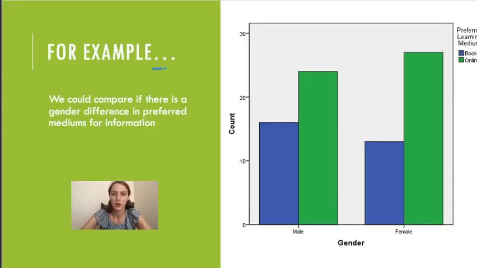So let's take a little look at an example here. We could compare across gender, a categorical variable, if there's a preferred medium for learning information. So we could have some different groups here, comparing books and online across the groups. And just frequency, right? How many males reported that they prefer books? How many males reported that they prefer online? And same for female here.